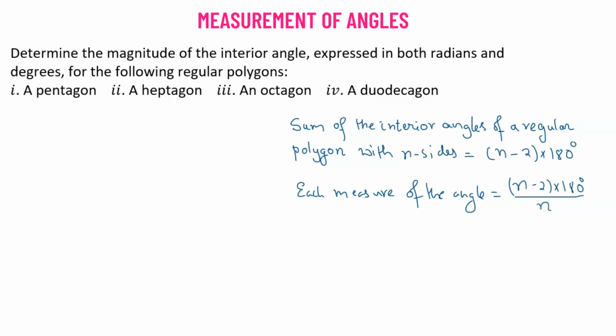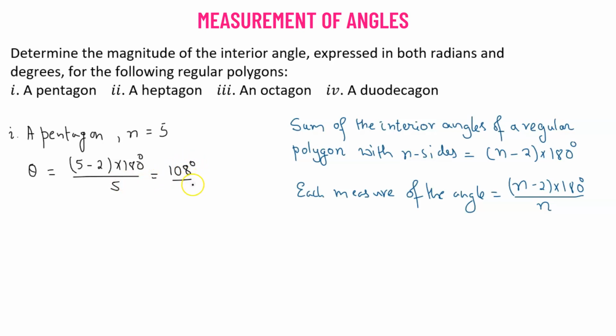So let's begin with the first one. We have a pentagon. So how many sides are there in a pentagon? So the n value is going to be equal to 5. So the angle measure theta is going to be (5 minus 2) multiplied by 180 degrees divided by 5. So this comes out to be equal to 108 degrees. So that's the measure of each angle.